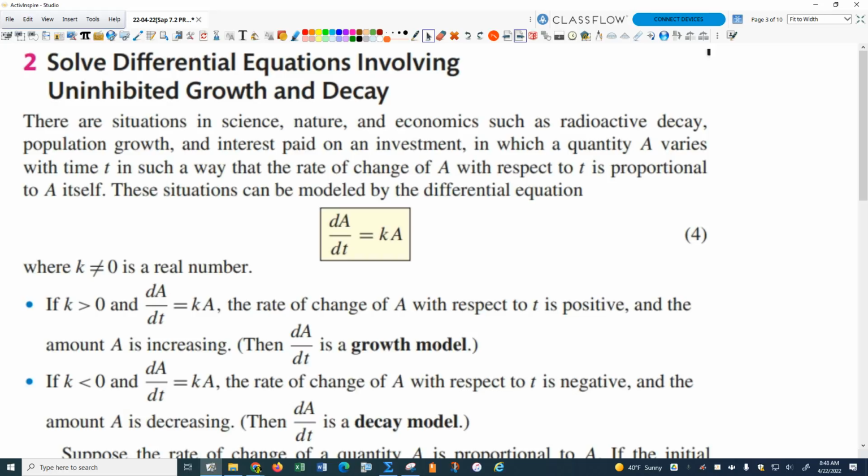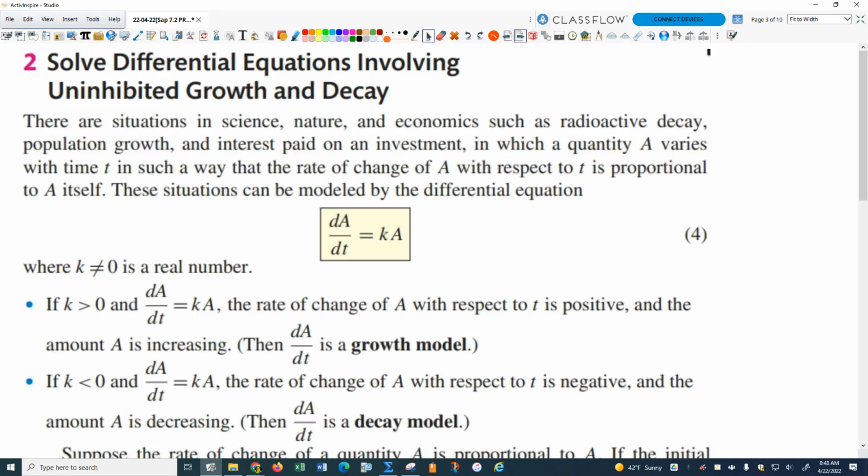You see it with bacteria, right? The more bacteria you have, the faster the rate of change of the bacteria is going to be. So this is the simple model that underlies uninhibited growth and decay. Always just the rate of change of the substance is proportional to the amount of the substance. And here K is just the constant of proportionality. If it's a growth model, K is positive. So if you're talking about population growth, K is going to be some positive value.